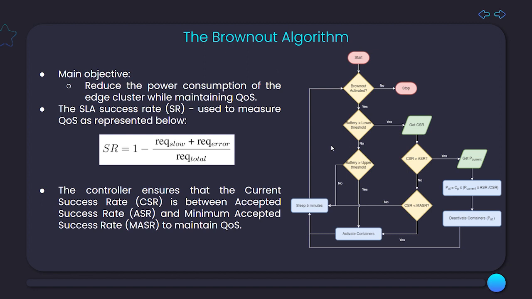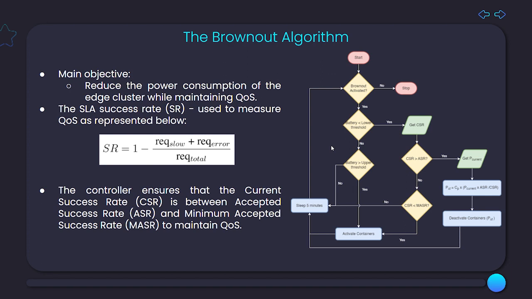The algorithm then calls the deactivate containers method to bring the power consumption of the edge cluster to the calculated threshold value, giving it as an input parameter. In this step, one policy will be used to deactivate containers. After deactivating the containers, the algorithm enters a sleep state for 5 minutes to allow for settling before repeating the process.